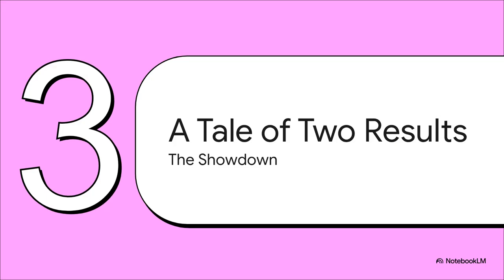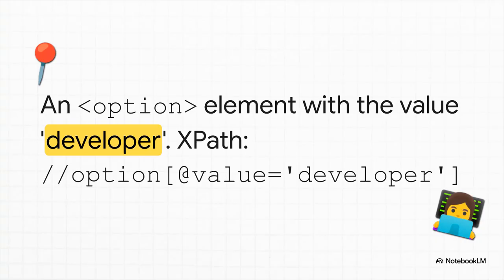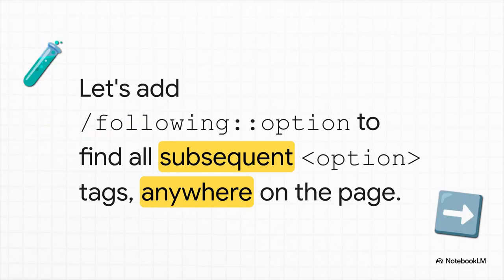Now, talking about definitions is one thing, but seeing this in action, that makes the difference crystal clear. So let's run a quick test. We're going to start our search inside a drop-down menu on a web page. Our anchor point, our foothold, is the list option that has the value developer. We found it, no problem. All right, first up, let's use the following axis. We're telling XPath, from this developer option, find me every single option tag that comes after it. Anywhere, the whole page. What do you think we're going to get?